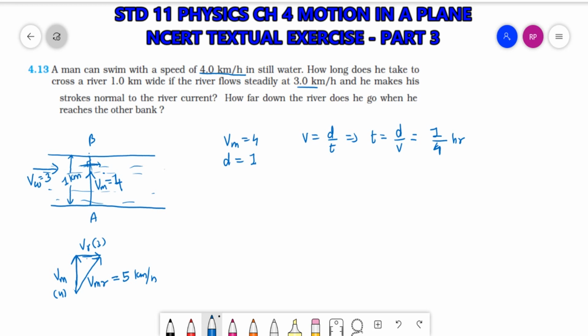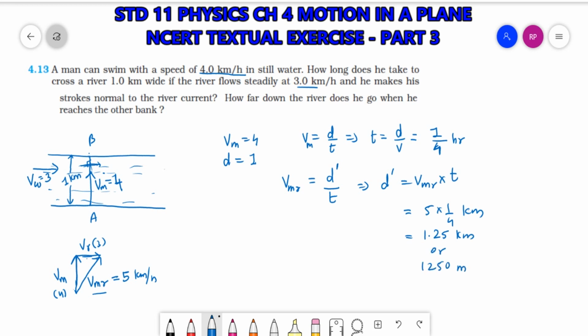But this was the velocity of the man with respect to the ground, and the velocity of man with respect to river water is 5. So the velocity of man with respect to river water is equal to the total distance covered, d dash, upon time. That means distance covered will be equal to vmr into time, that means 5 into 1 by 4 kilometer, which is equal to 1.25 kilometer or 1250 meter. In reality, the distance covered is greater than 1 kilometer.